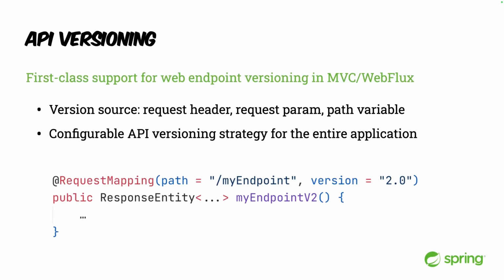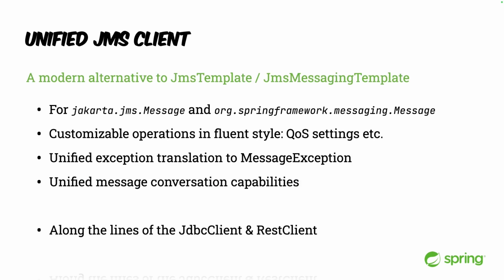All right, API versioning. We have first-class support for web endpoint versioning in MVC and WebFlux. So the version source could be a request header, request param, or a path variable. We get a configurable API versioning strategy for the entire application. So you see here at the request mapping annotation, we have a path, and then we specify a version for that particular path. Previously, developers had to implement API versioning through custom code and annotations for each controller method, leading to inconsistent implementations across teams and projects. The new feature provides a standardized application-wide approach that reduces boilerplate code.